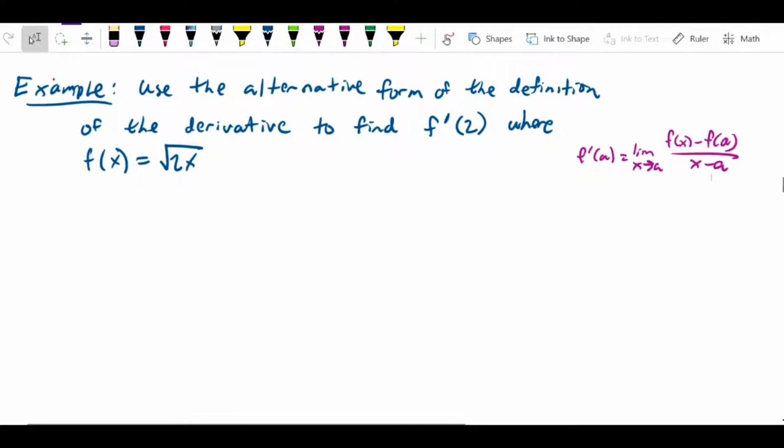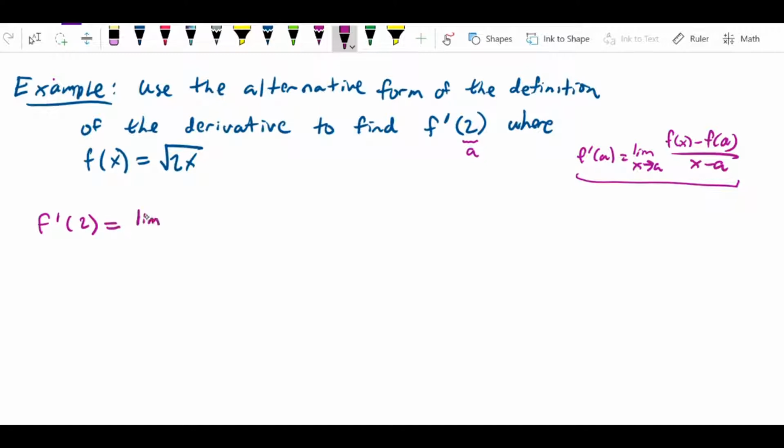Okay, so we're going to use the alternative definition of the derivative to find f prime of 2, where f of x equals the square root of 2x. I've put up on the right in purple this alternative definition of the derivative. I just want you to see how we would end up using it in this context. So in this case, a, that's the fixed point, is going to be this value. That's what a is.